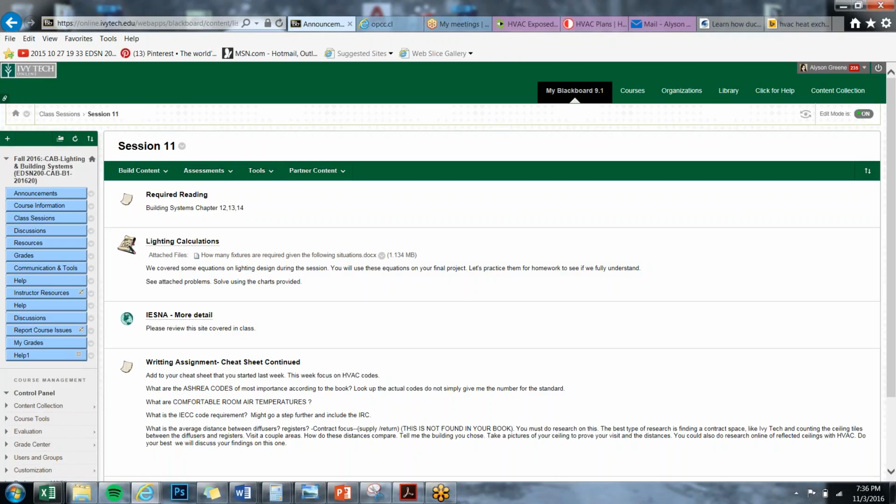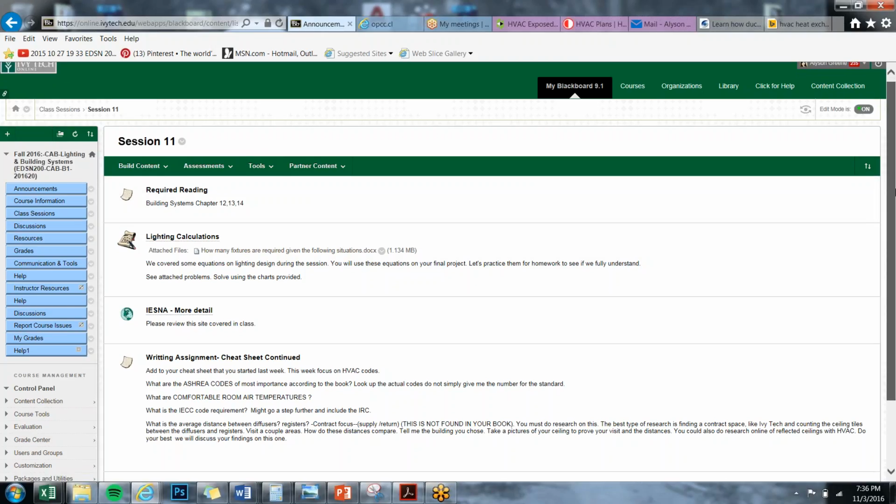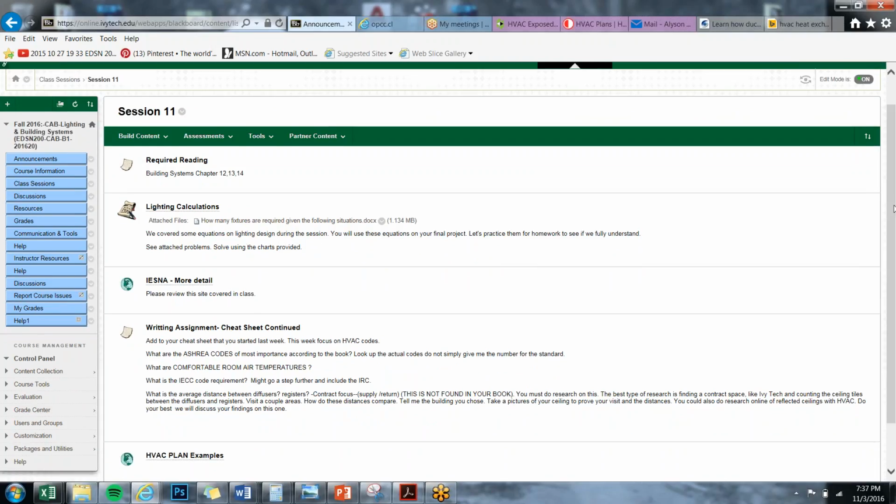What is the average distance between diffusers and registers or grills? Contract focus, so I'm not concerned about this in a residential setting. Supply, return. This is not found in your book. There are diagrams that relate to this, but the distances between them that you might use if you're responsible for creating a reflected ceiling plan are not specifically spelled out.